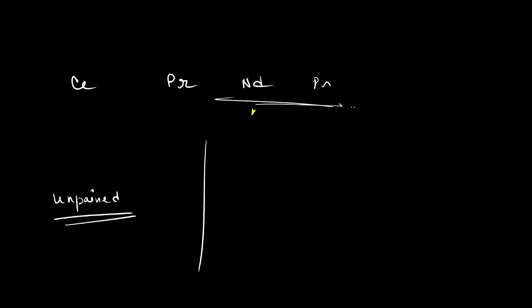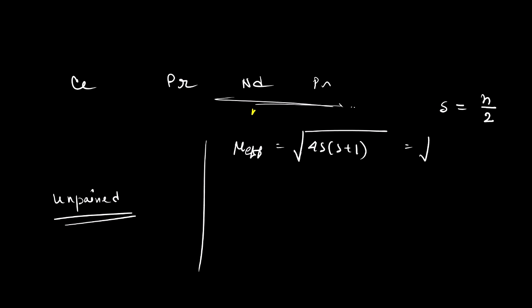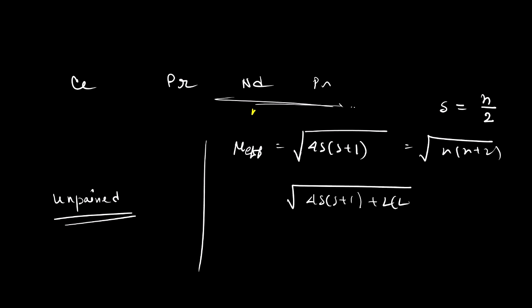If we go for the magnetic property calculation, for the normal case, how will we calculate mu effective? We will calculate it in terms of root over 4s into s plus 1, where s is the spin, s equals the number of unpaired electrons divided by 2, n by 2, and it will become root over n into n plus 2 also. Whenever we come to d block elements, for this case the mu effective will be root over 4s into s plus 1 plus l into l plus 1, because here the orbital contribution also comes.